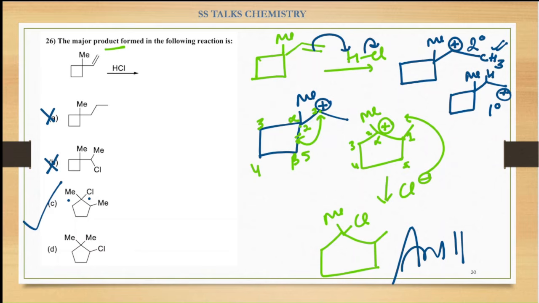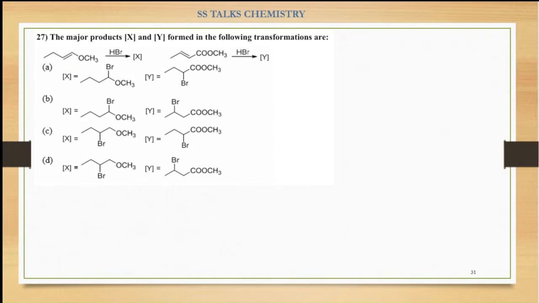Okay. Moving on to the next one, we have this one. Again, you can see the major products X and Y. So two different reactions have been given to us. We have to find the product formation in this case. So again, the alkene is given to us and the HBr addition has been done in both cases. So let us see how the reaction is going to proceed one by one.